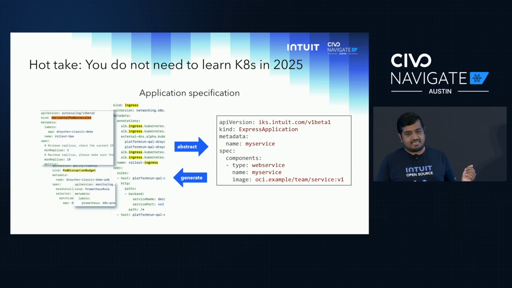So what we decided to do is we abstracted all of that and created a simplified YAML for our company. And that's what it looks like. You essentially define, I want a service. I want a service to have this image. And you can add custom tags if you wanted to add.